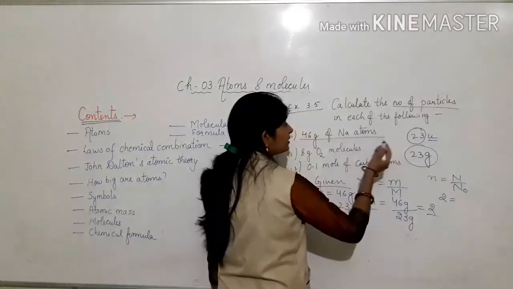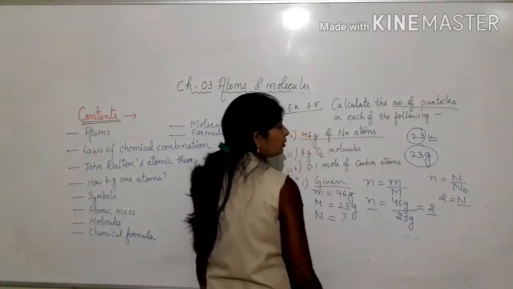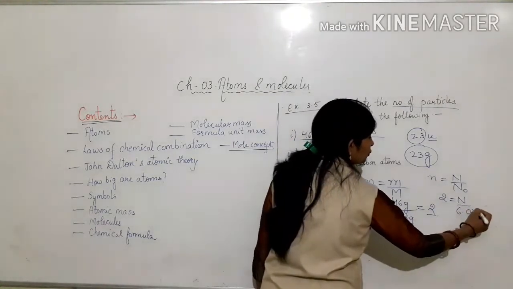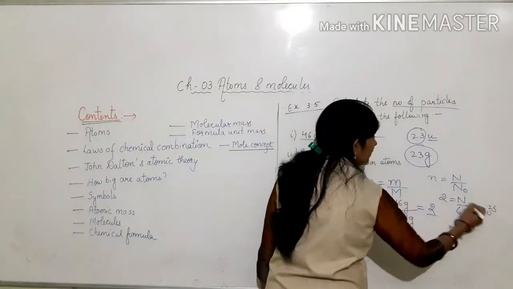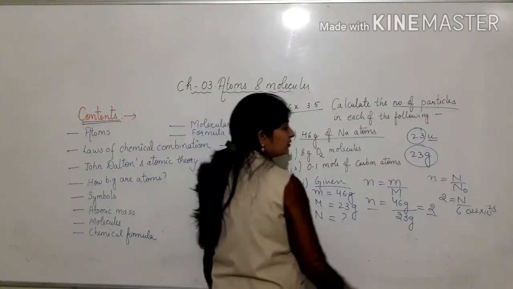Here, number of particles means number of sodium atoms. We have to calculate it. N upon N naught, where N naught is the Avogadro constant, that is 6.022 into 10 to the power 23. It has a constant value of 6.022 into 10 to the power 23.